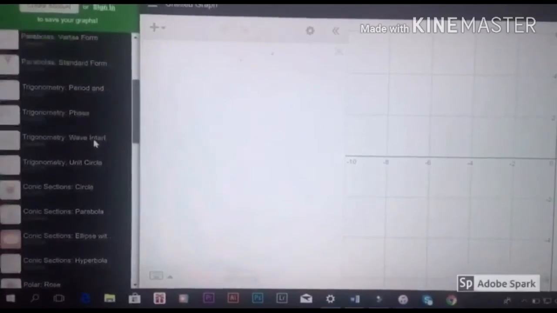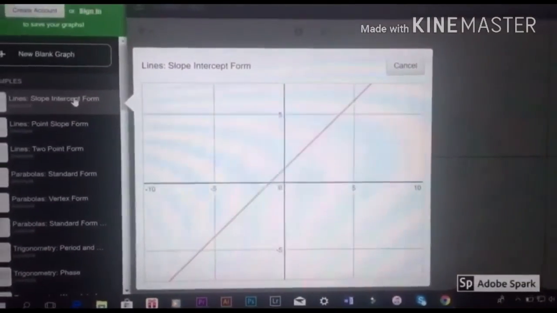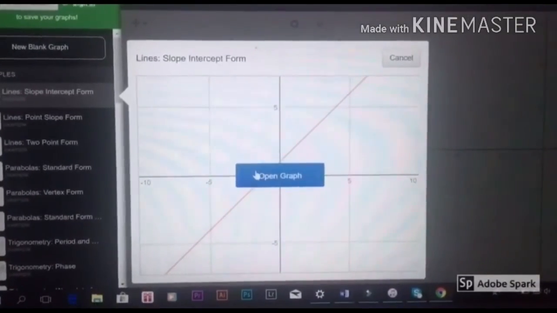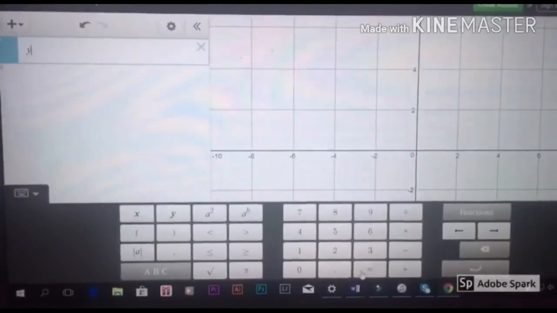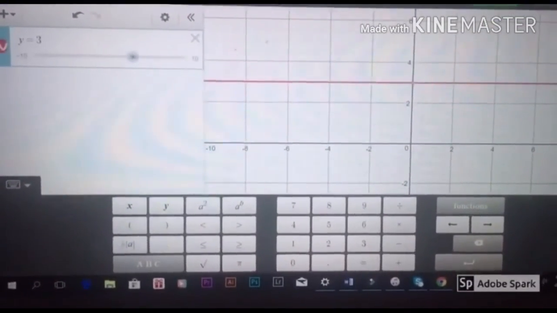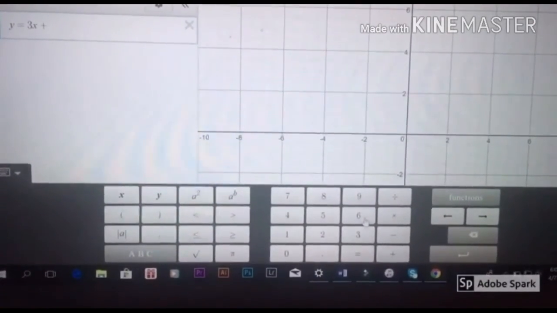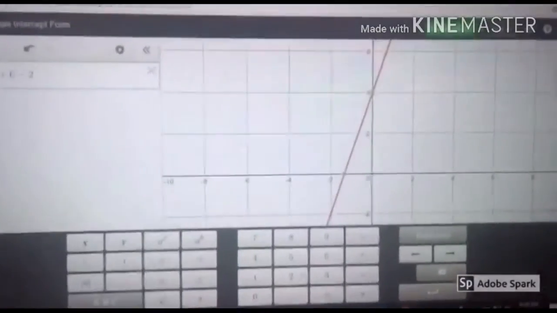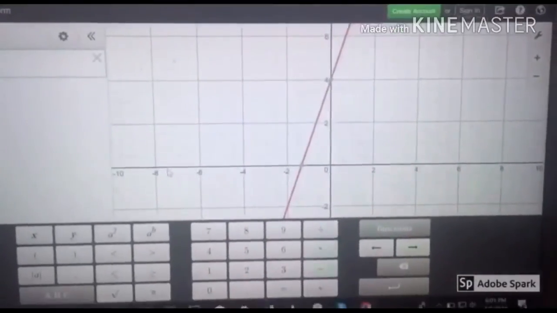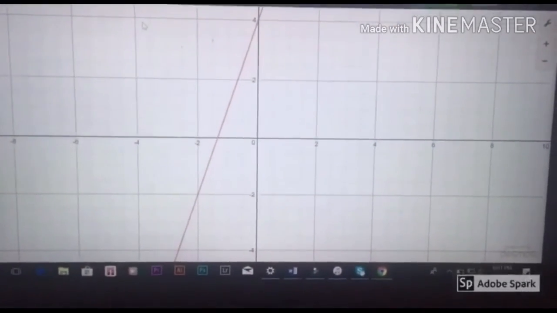So now I will choose the slope-intercept form. So now I will enter a maths equation, which is y = 3x + 6 - 2. So here's the graph that Desmos draws for you after you enter the equation.